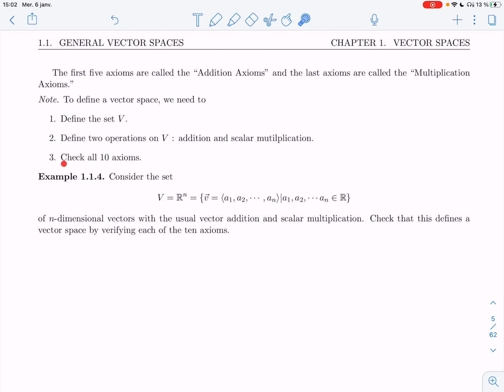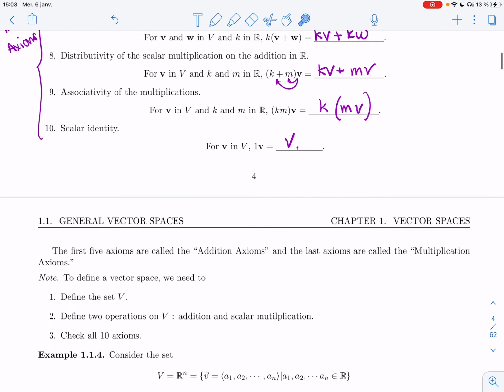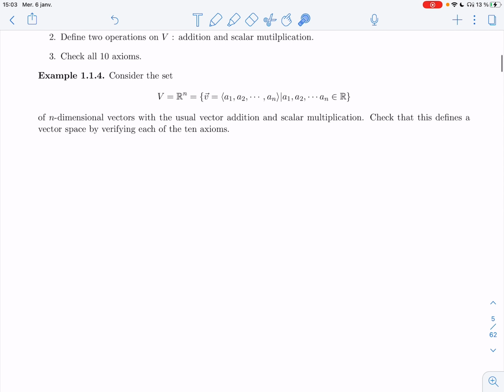And then we need to check all 10 axioms that we just saw, the 5 addition axioms and the 5 multiplication axioms, the ones we saw in the last definition. All right, so that's what we'll do today. We'll do it for this specific example.